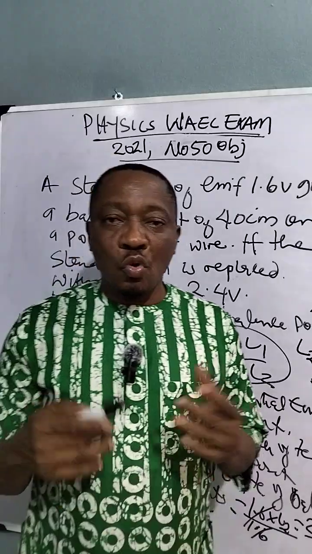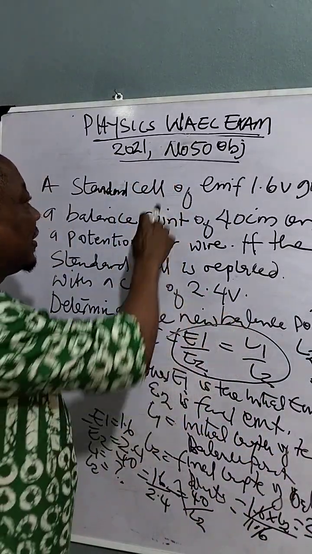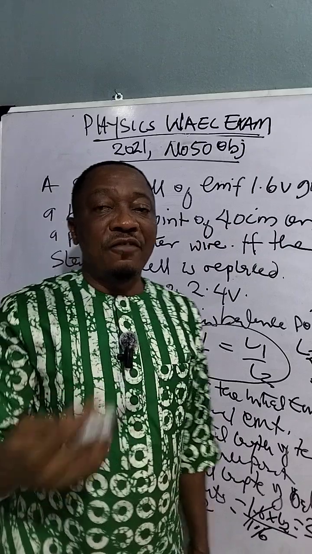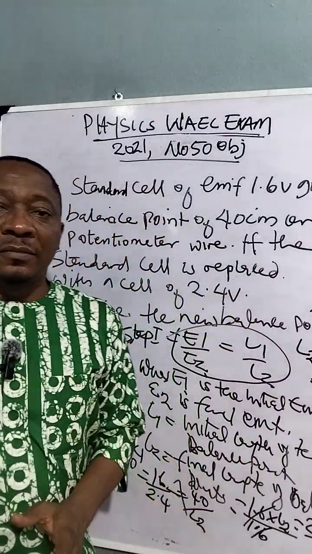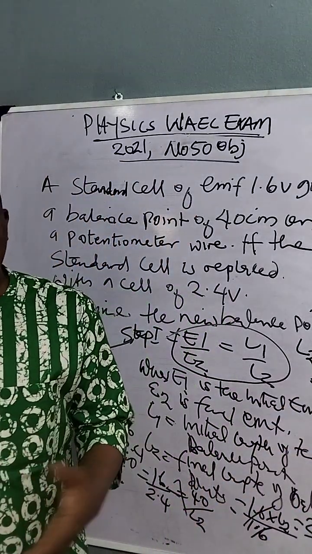Please make sure that you understand how to determine the new balance point for a standard cell of a given EMF, that the balance point is directly proportional to the EMF of the standard cell.